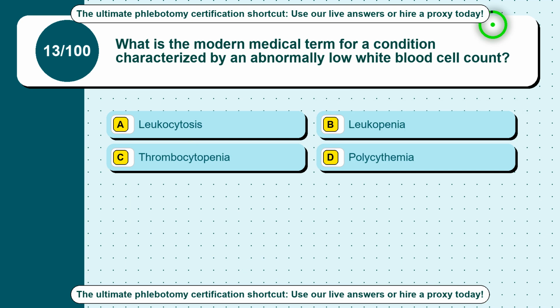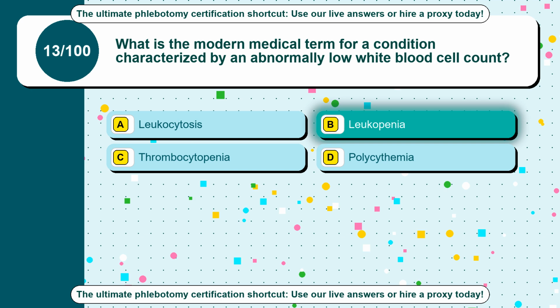Question 13. What is the modern medical term for a condition characterized by an abnormally low white blood cell count? Option A, leukocytosis. Option B, leukopenia. Option C, thrombocytopenia. Option D, polycythemia. The correct answer is option B, leukopenia.